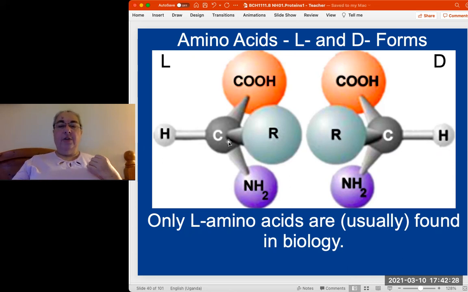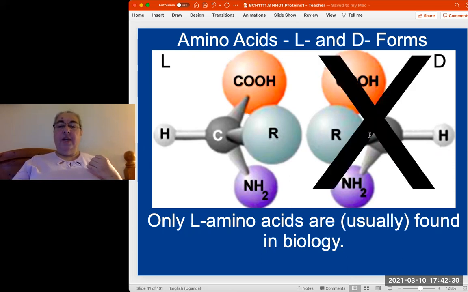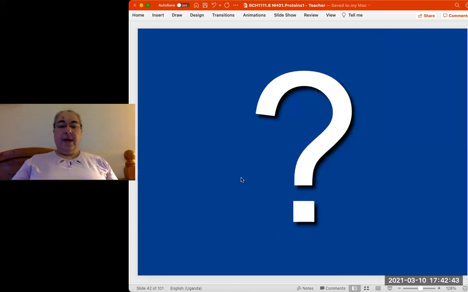So having told you about the two forms, you can now mostly forget about the D form of amino acids and only concentrate on remembering about the L form. Okay, and a pause for questions again.